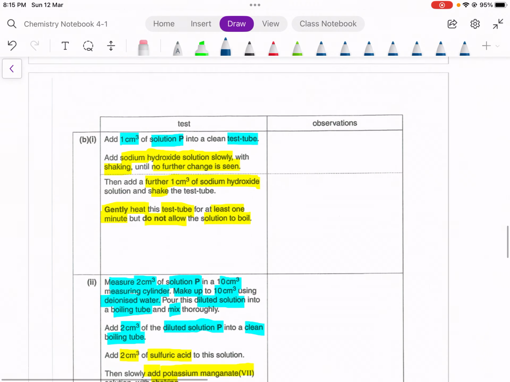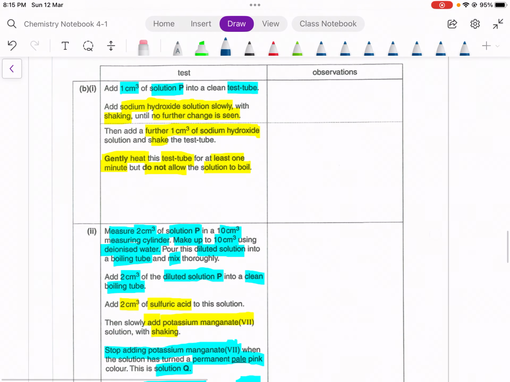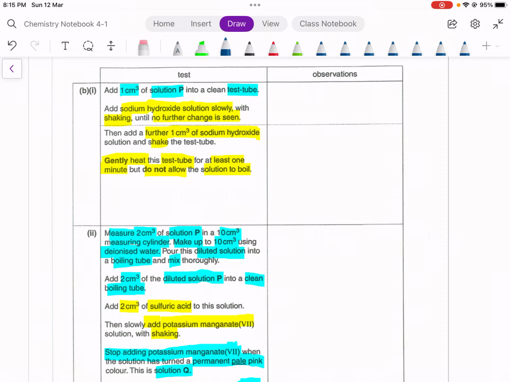Let's move down. So in B part 1, let's read the procedure again. Now we need to use solution P. First step, add 1 cm cube of solution P into a clean test tube. Then next, they ask us to add sodium hydroxide slowly with shaking until no further change is seen. If you recall, what does sodium hydroxide ask us to test for? So let's look at the QA table.